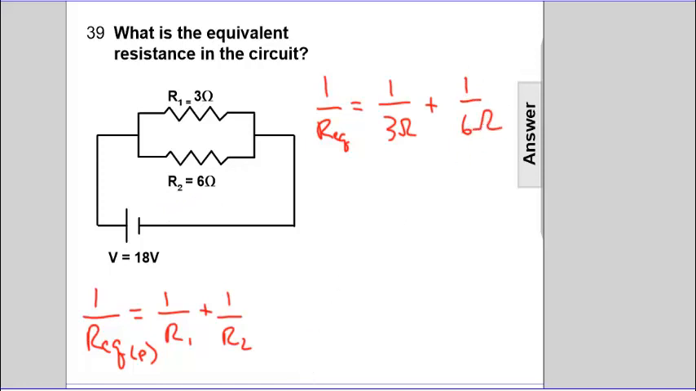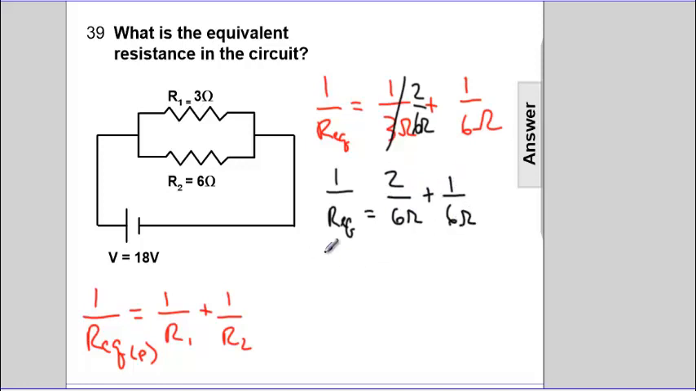Now we have a teeny tiny problem, not to panic. We have different denominators, 3 and 6, so we need to find a common multiple. If we make that 6 ohms, something over 6 ohms is 1 over 3, and the answer is 2 over 6 ohms. So we can express 1/3 as 2 over 6, and now I'll rewrite 1 over the equivalent resistance will be equal to 2 over 6 ohms plus 1 over 6 ohms. So 1 over the equivalent resistance will be 3 over 6 ohms.